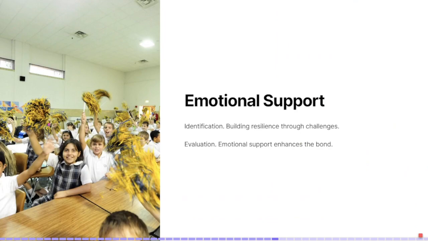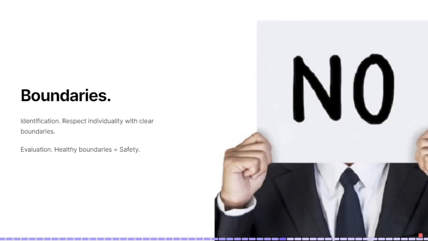For emotional support, being there during challenging times builds resilience, and emotional support strengthens the emotional bond of the members of the group. For boundaries, clearly defined boundaries respect individuality, and setting healthy boundaries contributes to a sense of safety.